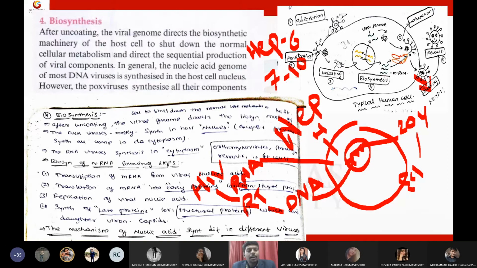Incubation period. Okay. Fine. So viral entry to the viral release is called the incubation period. This incubation period varies from virus to virus. For example, smallpox it is around 2 days. Hepatitis 6 months. HIV even 10 to 20 years. So this is called incubation period.